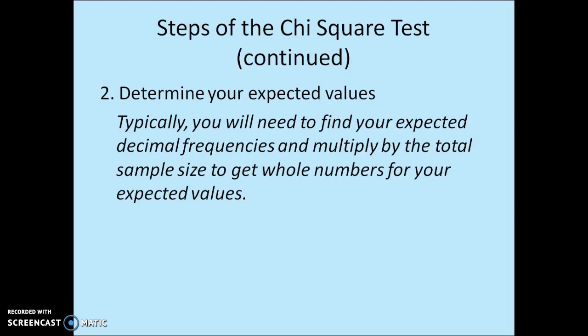Next, we are going to find our expected values. So these are expected values based on the null hypothesis. We would do that by finding our expected decimal frequencies and multiplying by the total sample size to get whole numbers. So in our next video, we're going to start by doing that.